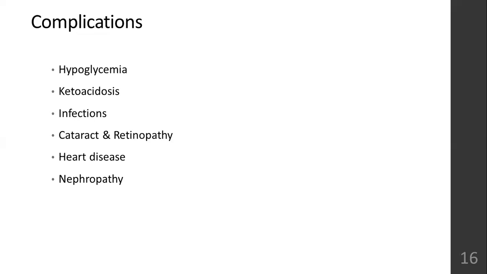Nephropathy, as I mentioned: kidneys are under constant pressure to push out excess glucose. After a certain time, kidneys will slowly start to give up. The GFR will go down. Kidneys will slowly start to give up. That is how nephropathy happens.